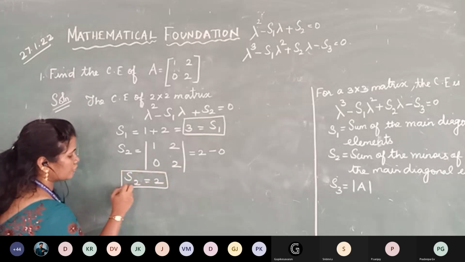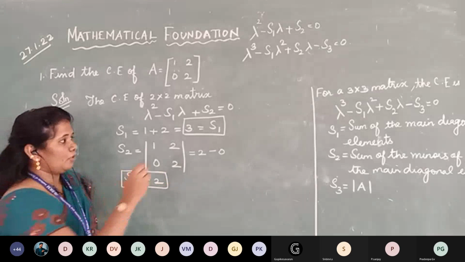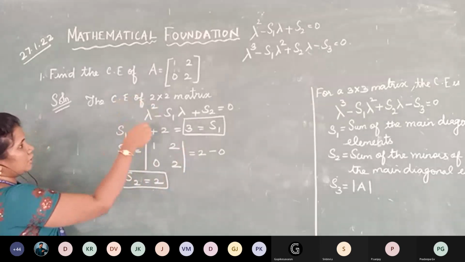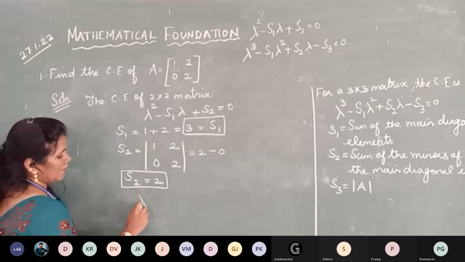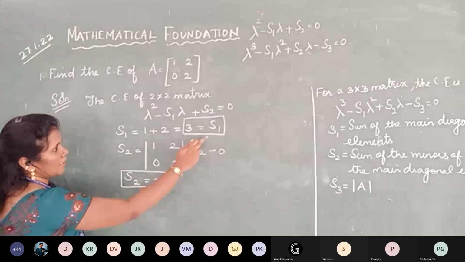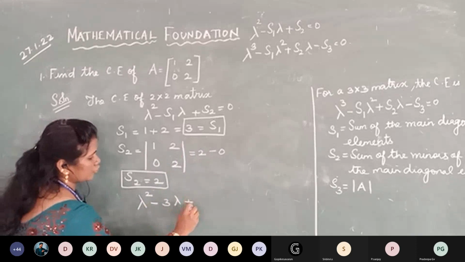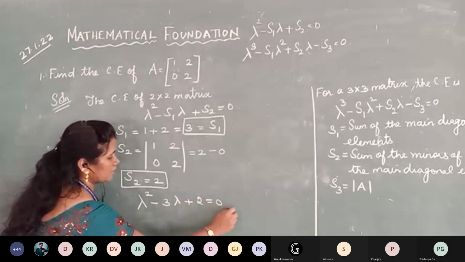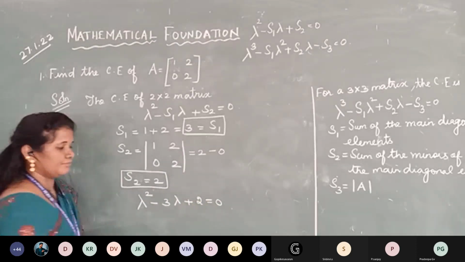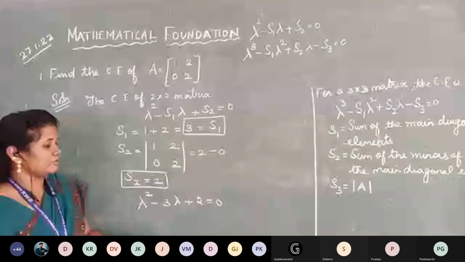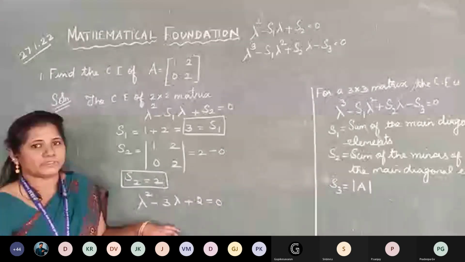So we have found your S2 is equal to 2. After finding your S1 and S2, substitute them in this equation. So it will become lambda square minus S1 which is 3 lambda plus S2 which is 2 equal to 0. That's all. This is how we find the characteristic equation.